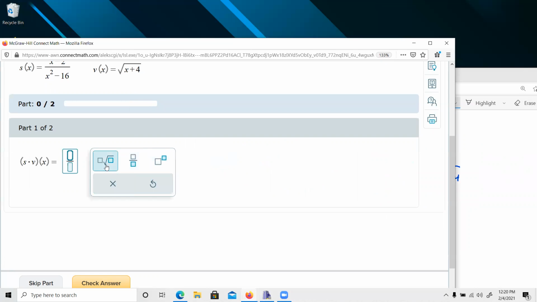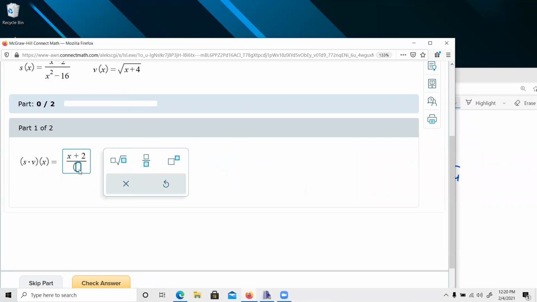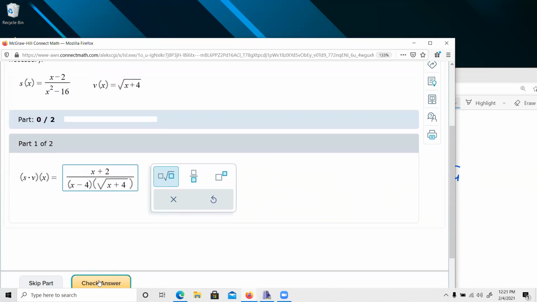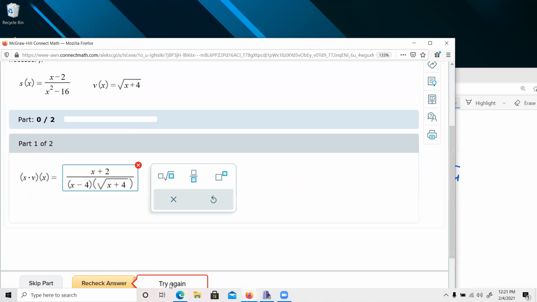We're going to have X minus 2 on top, and on the bottom, what do we have here? We have an X minus 4, in parentheses, and then we have a square root of X plus 4. All right, that's what they want you to do. That's all they get. I know there's a part 2. What do you mean, no? Oh, sign X minus 2.